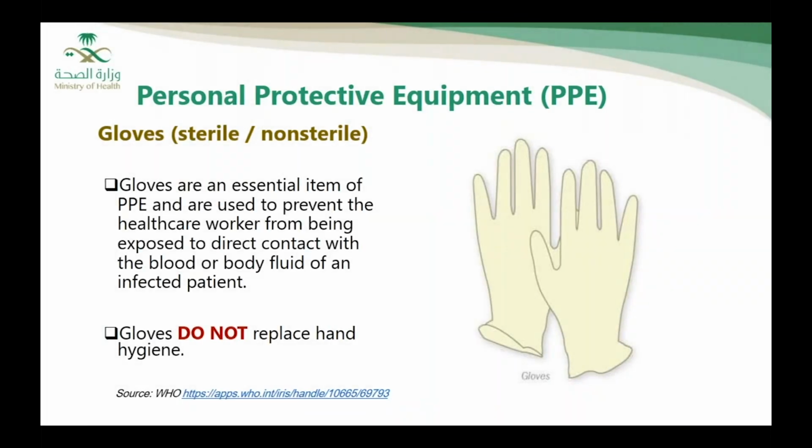The PPE, personal protective equipment. First, the gloves. We have two types of gloves, sterile and non-sterile gloves. Gloves are an essential item of PPE. We use gloves to prevent the healthcare worker from being exposed to direct contact with the blood or body fluid of an infected patient. But using gloves does not replace hand hygiene. You should do hand hygiene before and after wearing the gloves.